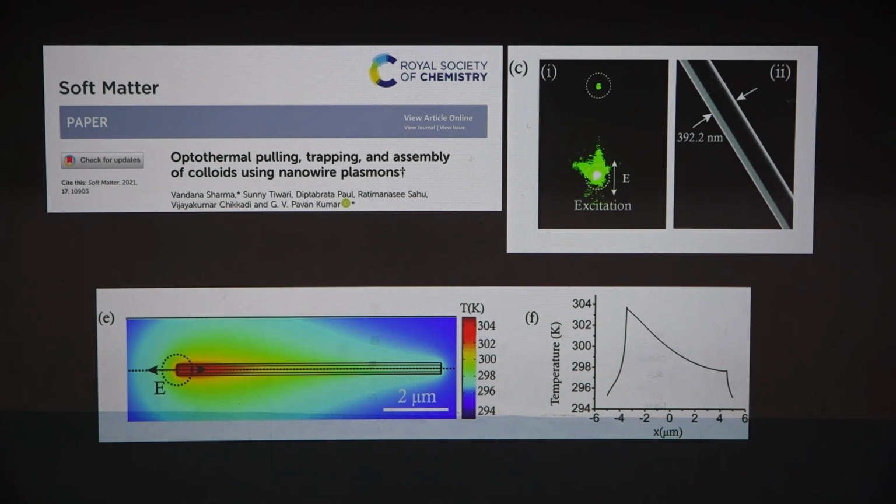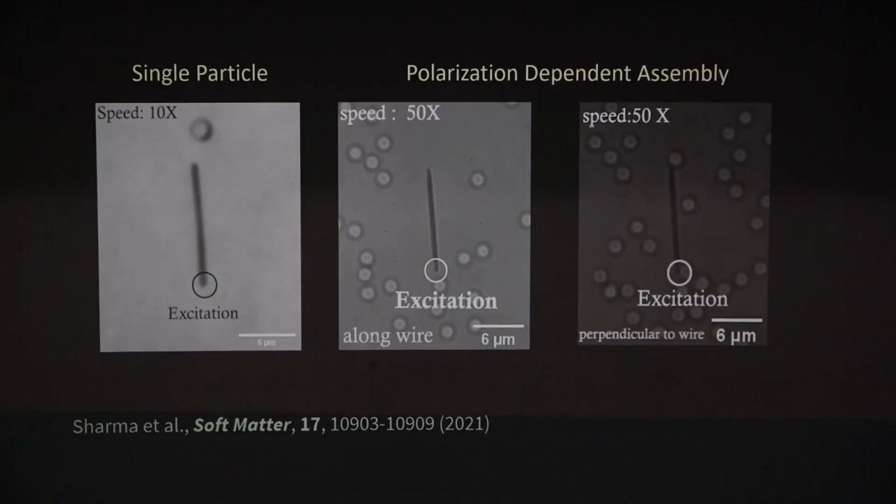Let's look at it from a single particle perspective. With a single particle, you start seeing this very nice ratchet. Very systematically, it comes to the region of highest temperature and gets trapped. And you can play around, switch off, go back and forth, etc.